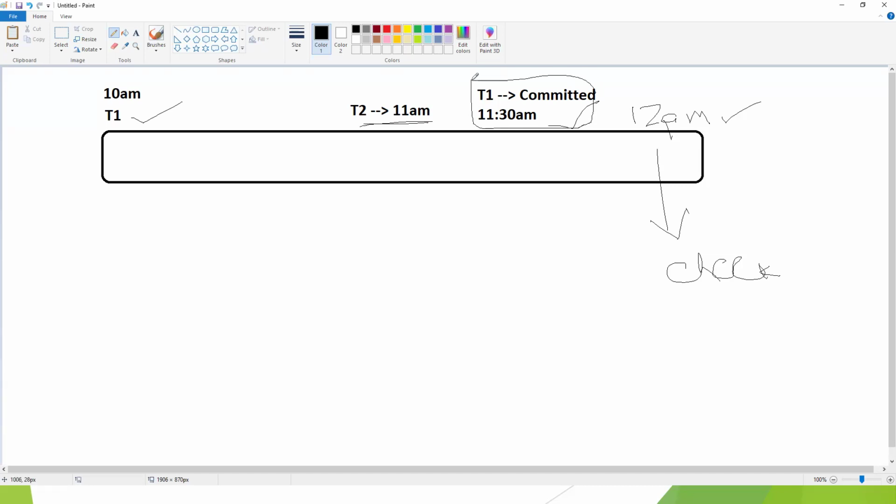What do you mean by committed at 11:30? Only transaction one it will write, or does transaction two also get written? Because transaction two is not committed, that's a dirty and uncommitted transaction, right? So maybe the lazy writer will write it to the disk.